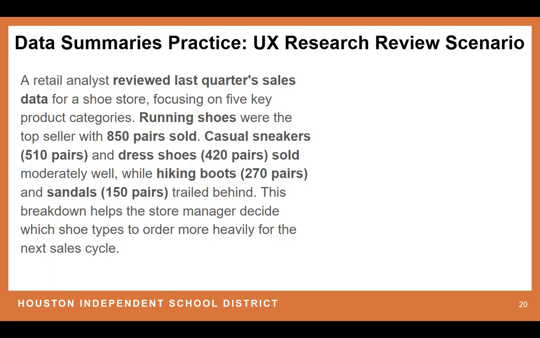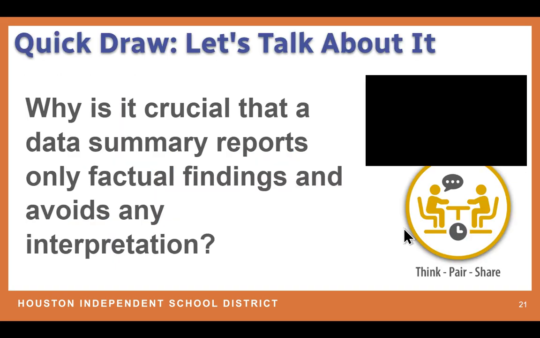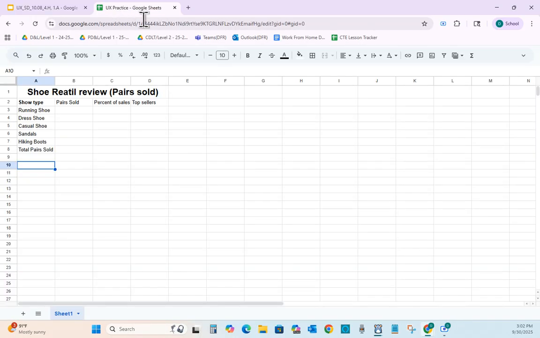Now, this breakdown helps the store manager decide which shoe types to order more heavily for the next sales cycle. Again, this is the whole purpose of UX research: getting that information to help people make better decisions, improve products, and improve product processes. So let's go back to our spreadsheet, and here we're going to be placing in that same information.